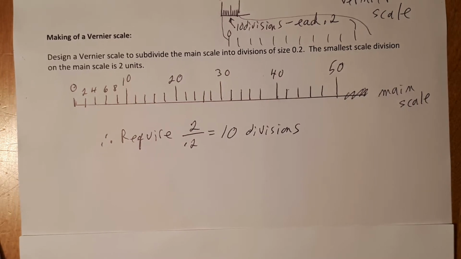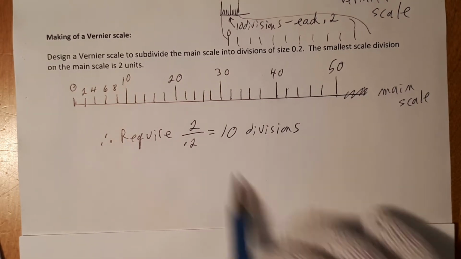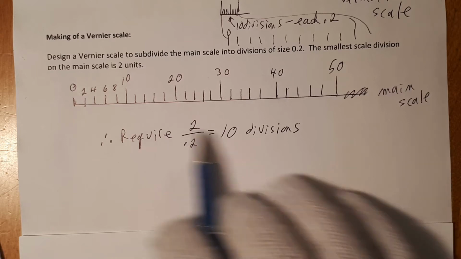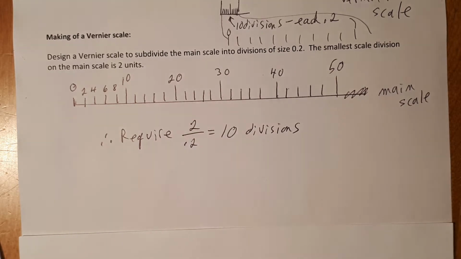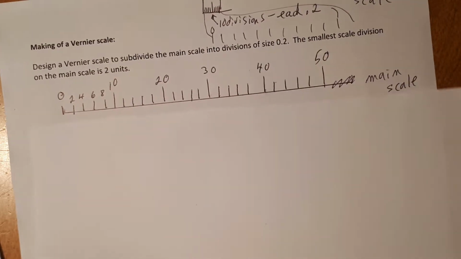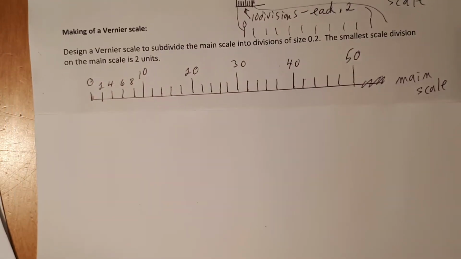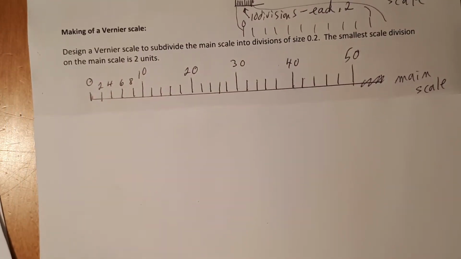I'm just looking at my notes. So we want 10 divisions. Now we need to build a vernier scale, and I'm going to use this sliding paper to do that.